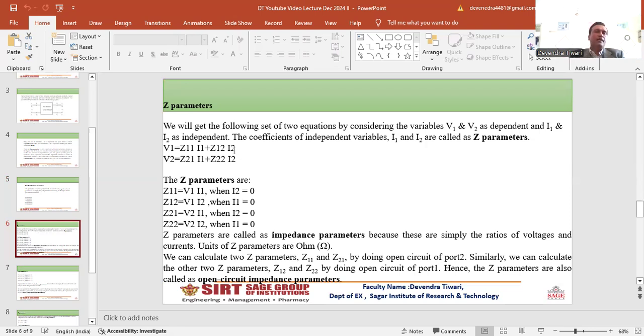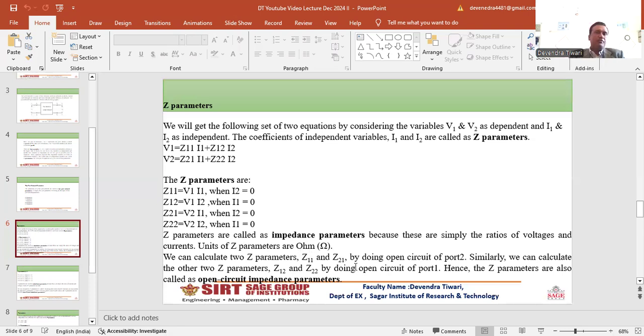If we keep port 2 open, then I2 will be 0, and we will get the coefficients Z11 and Z21. In the other case, when we open port 1, then I1 will be 0, and we will get Z12 and Z22. So the Z parameters are given here. Z11 equals V1 over I1 when I2 equals 0. Z12 equals V1 over I2 when I1 equals 0. Z21 equals V2 over I1 when I2 equals 0, and Z22 equals V2 over I2 when I1 equals 0. Z parameters are also called impedance parameters because they are a ratio of voltage and current, and their unit is ohm.